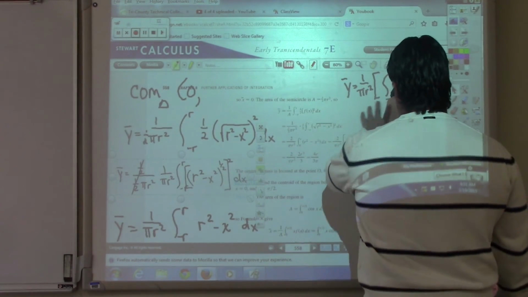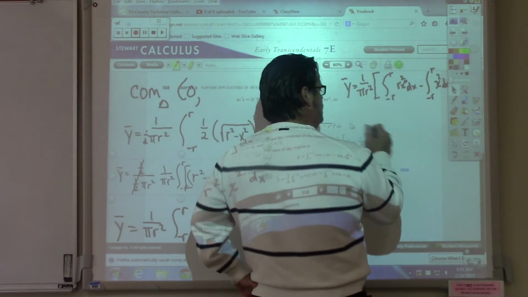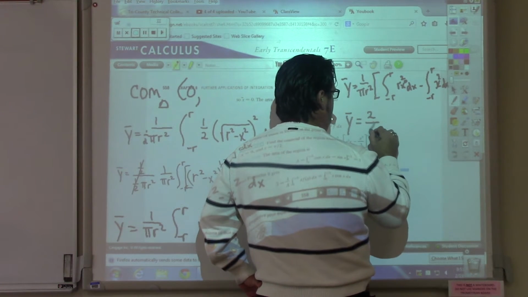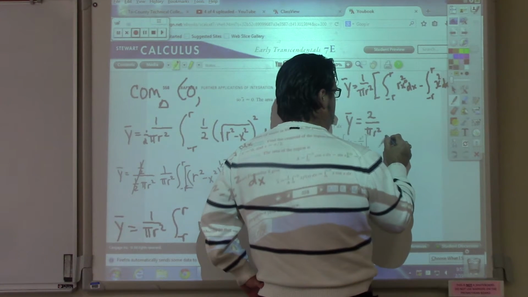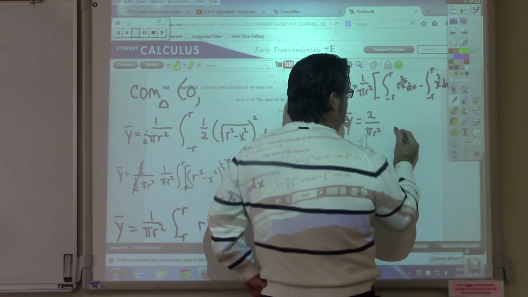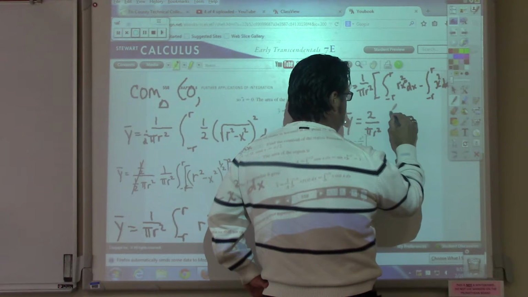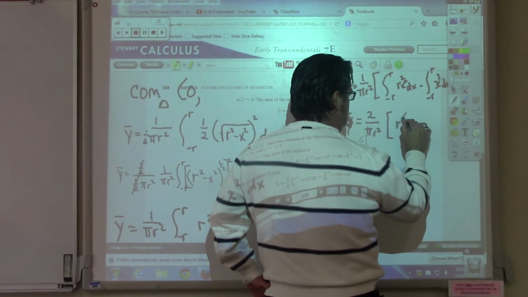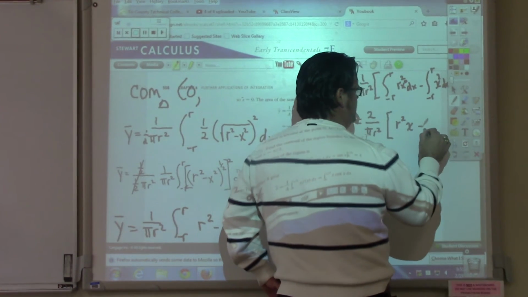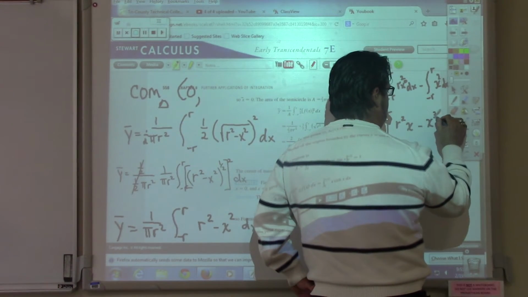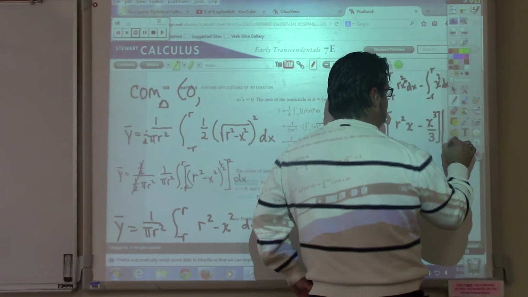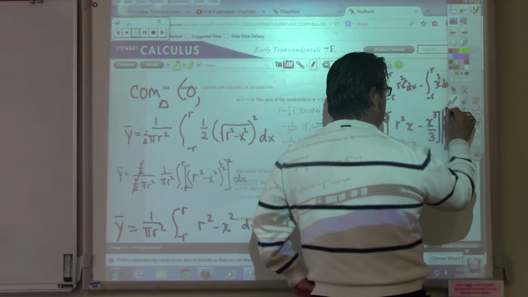So, y bar is equal to 2 over pi r squared of, well, here's our, let's do this, and that'd be r squared x, right, minus x to the third over 3. Somebody check my antiderivative there. And that's going to be from 0 to what? r?